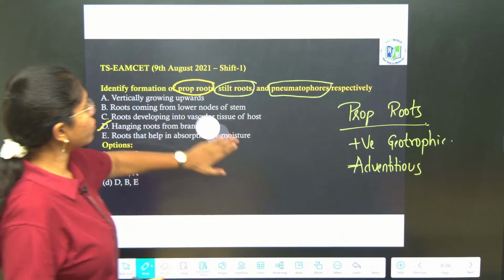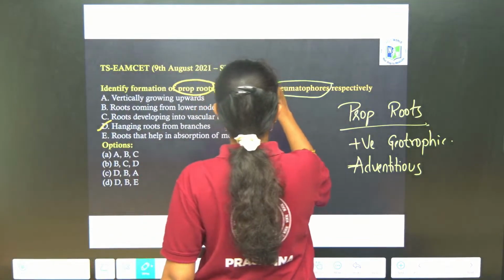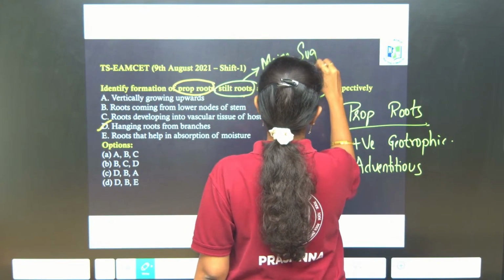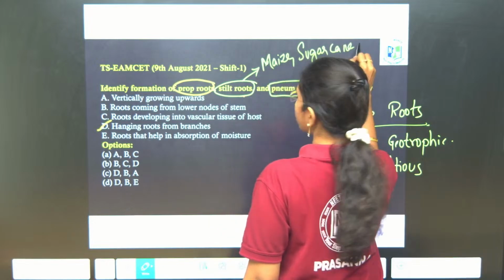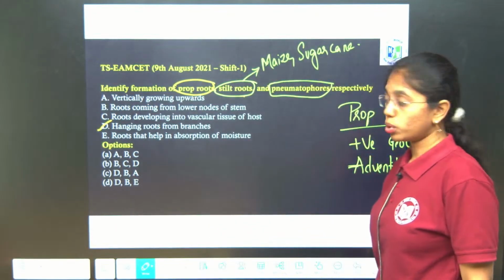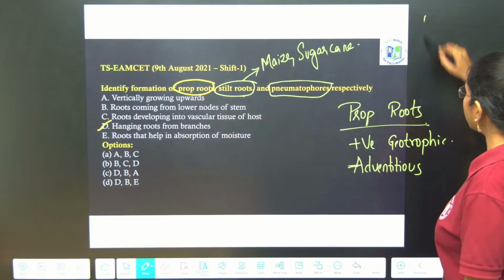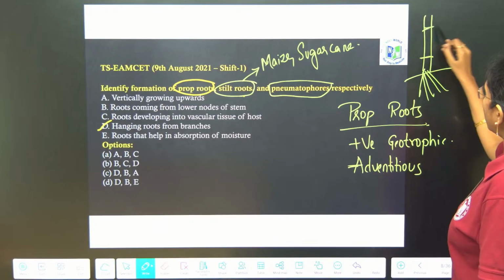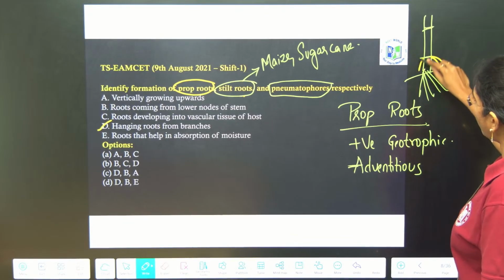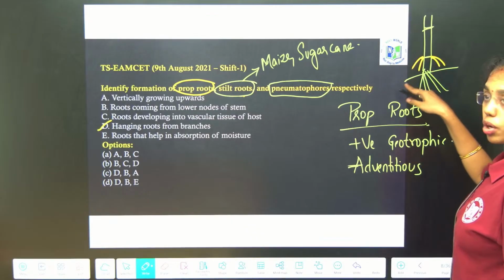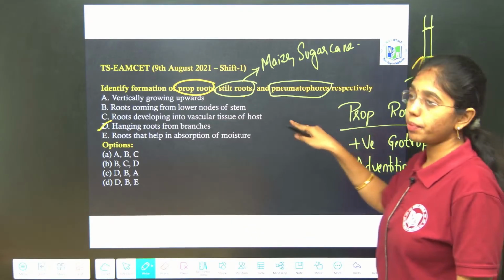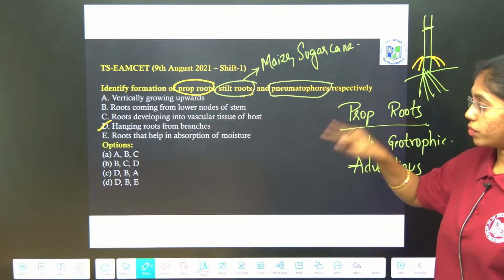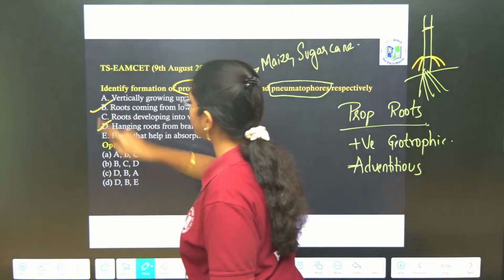Next, stilt roots. Stilt roots are observed in maize and sugarcane. Their main purpose is also to give mechanical support to the plant, and they are again positively geotropic. They arise from the lower nodes of the stem. So, here this is option B.